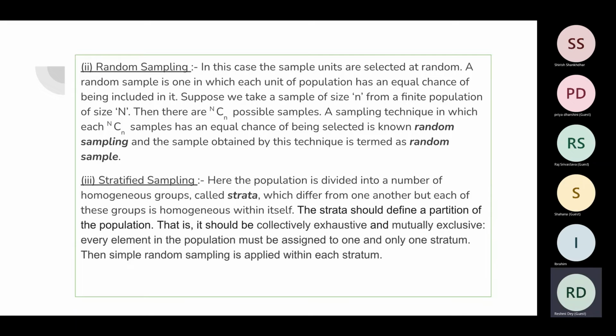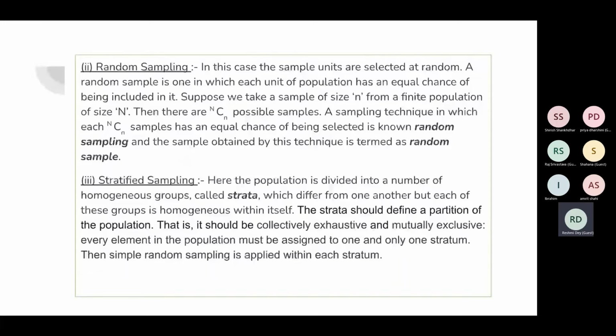Next is random sampling. In this case, the sample units are selected at random. Random sample is one in which each unit of population has an equal chance of being included in it. Suppose we take a sample of size small n from a finite population of size capital N. Then there are N choose n possible samples. A sampling technique in which each sample has an equal chance of being selected is known as random sampling, and the sample obtained by this technique is termed a random sample.